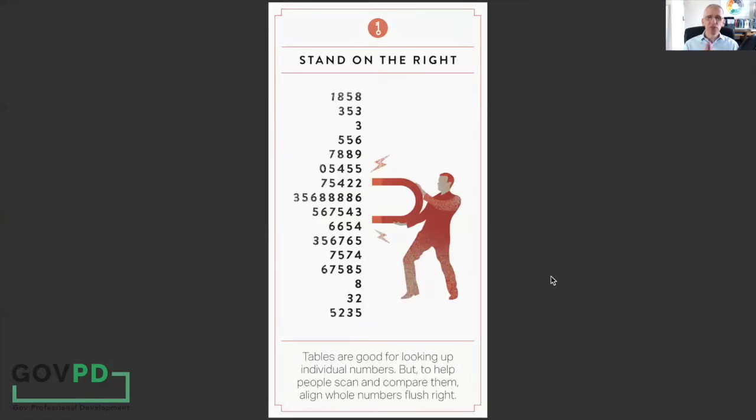Today's card from John is Stand on the Right. Tables are good for looking up individual numbers, but to help people scan and compare them, align whole numbers flush to the right. As you can see, it makes it much easier for people to compare the units, the tens, the hundreds, etc. A simple principle, so we've tried to include it in a number of these videos, but something that can make quite a difference both in the tables and in the way that you include your numbers in charts, etc. So what can I share as a positive example of this?